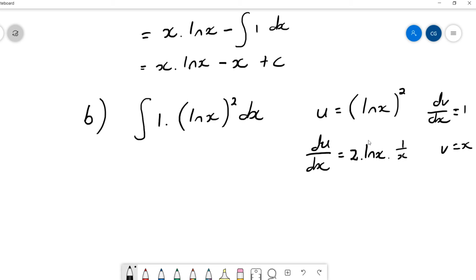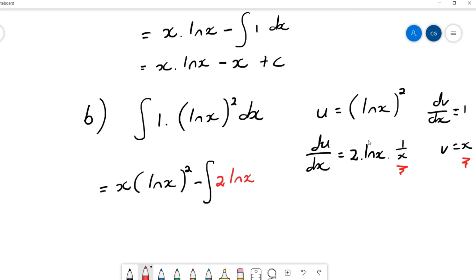Now, let's go and rewrite our integral. So this is equal to u times v. So x multiplied with ln x squared minus the integral of du dx times v. Now again, I'm going to underline this with the red. So x times 1 over x is just going to give me 1. So in other words, we're going to get here minus 2 natural log of x dx. Of course, this 2 is a constant, so I can take this constant out.